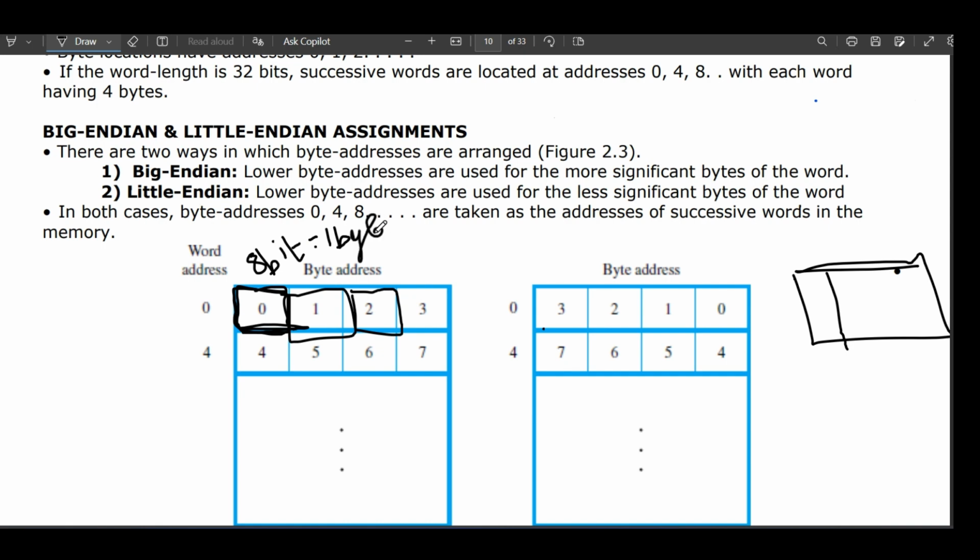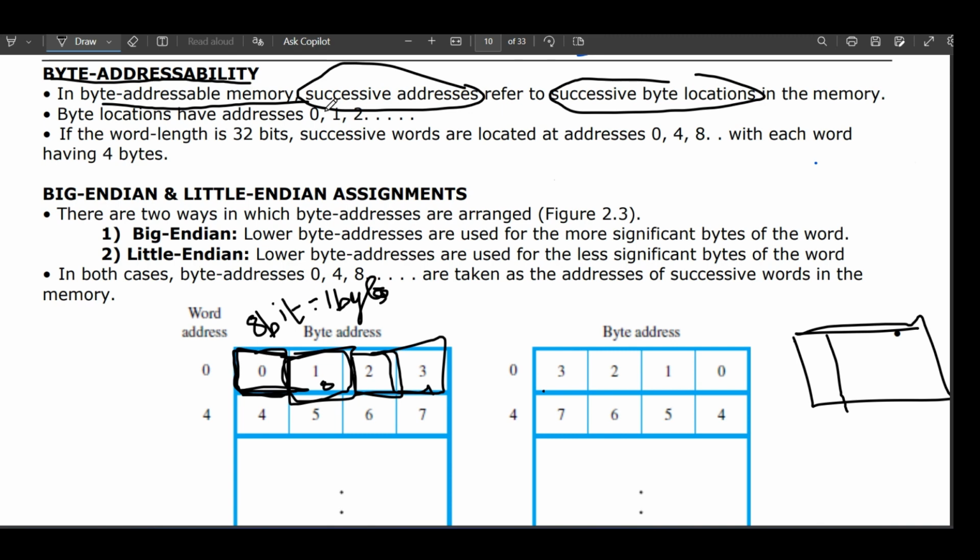Then what will the next block, that is this block named 1, contain? It will also contain 8 bits, meaning 1 byte, right? And this also will contain 1 byte, and block number 3 will also contain 1 byte. So now you will be able to understand what this first line tells. It tells that successive addresses refer to successive bytes, which means 0 is an address, 1 is an address, 2 is an address. So these successive addresses refer to successive bytes.